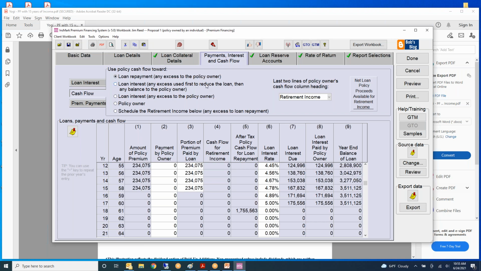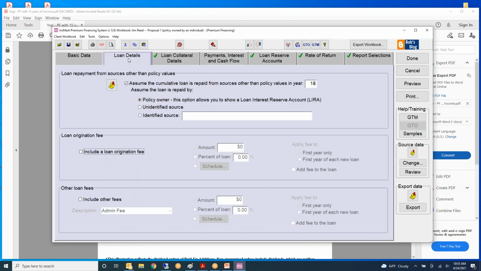Okay, last input is about loan reserve accounts. Okay, and remember, loan reserve accounts is only activated if you pick this input here, okay? So you make sure the first step is done, otherwise you won't be able to do anything here. If you don't get to use this part, if you see it all grayed out, come back to loan details and make sure these inputs are selected. I've already talked about this.